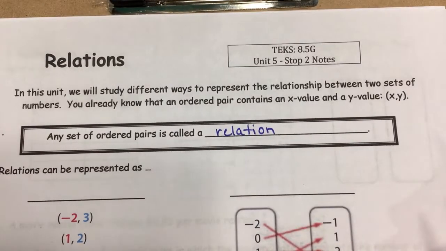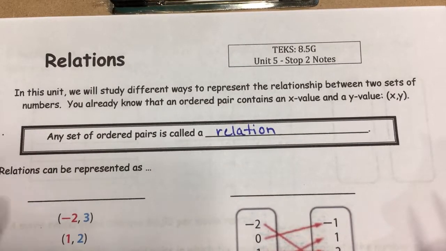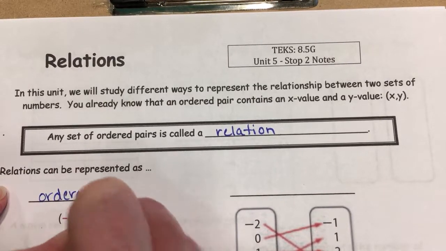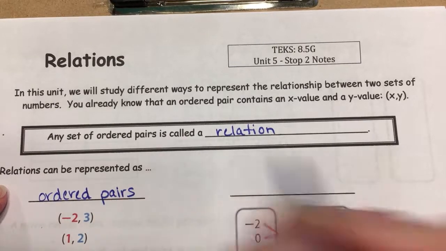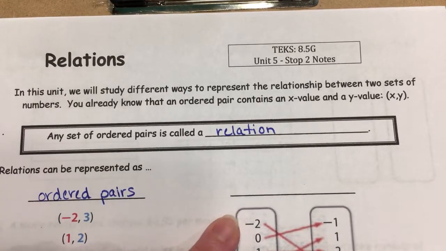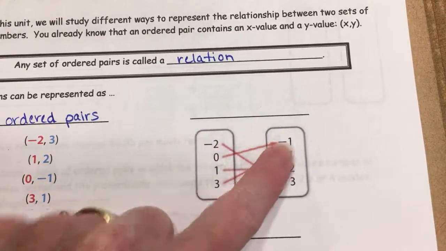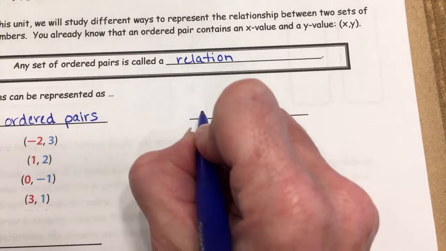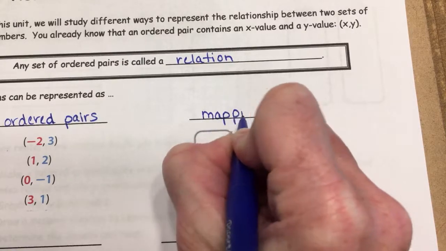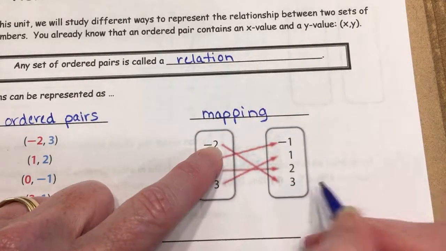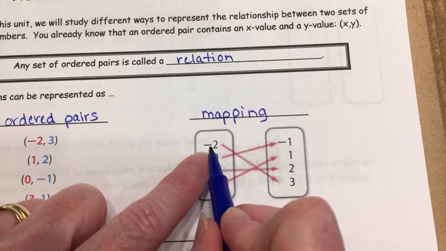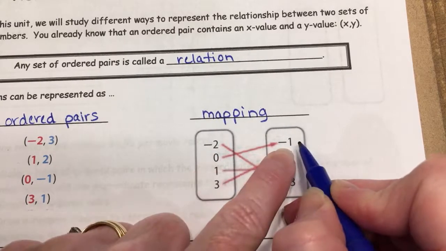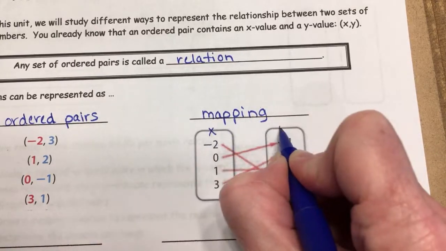And there are multiple ways that you can represent a relation. One way is just to have a set of ordered pairs, just a list of ordered pairs. Okay, this right here is also a way to express the relationship between the first numbers of your x and the second numbers of your y. Okay, and this is called a mapping. And the arrows just connect the x to the y. So this x, -2, goes with this y, 3. And this x, 0, goes with this y, -1. So you have x's here and y's here.